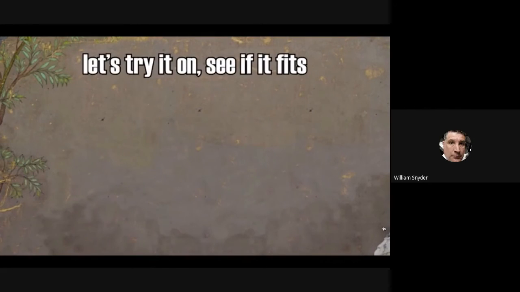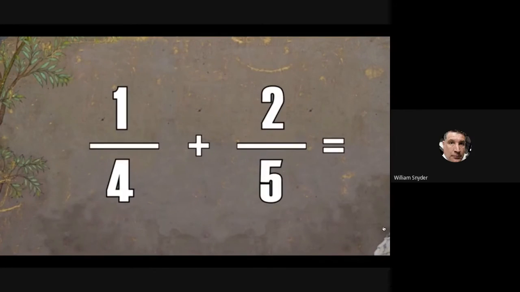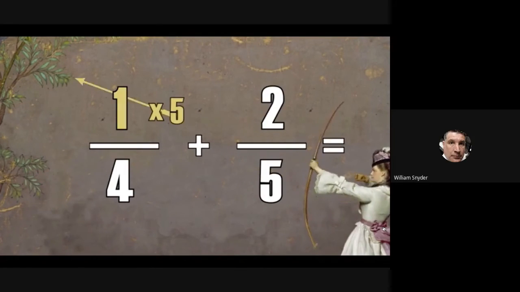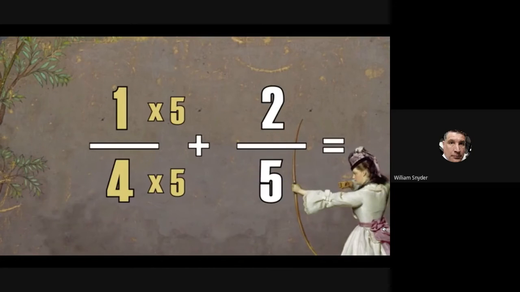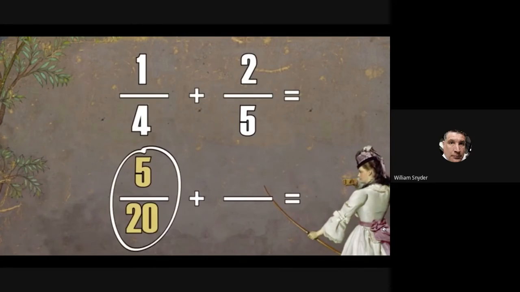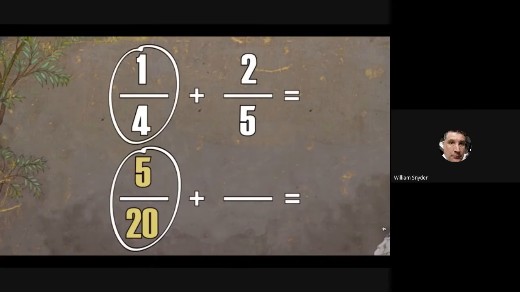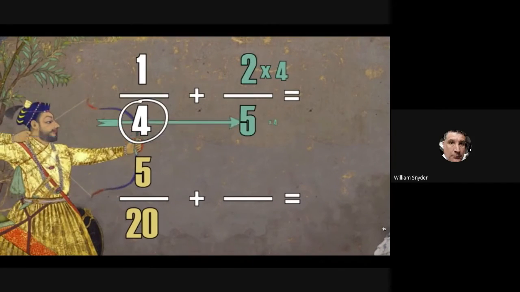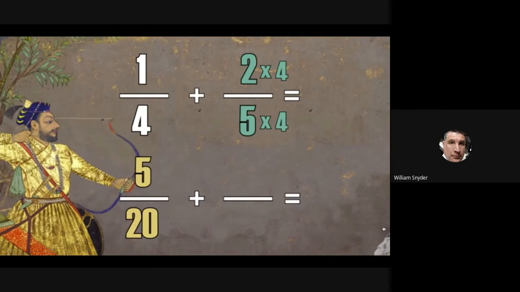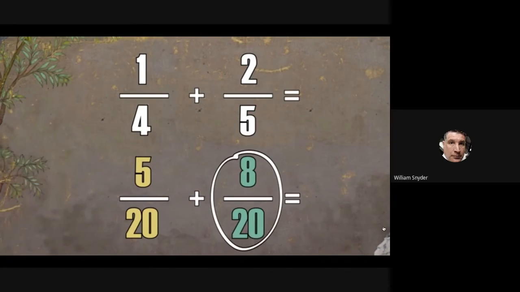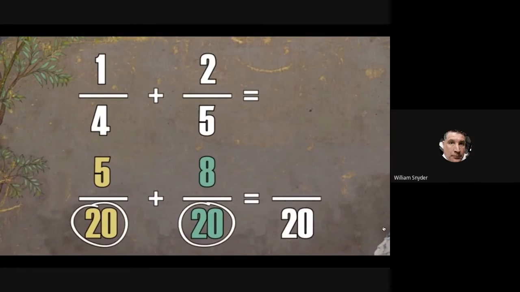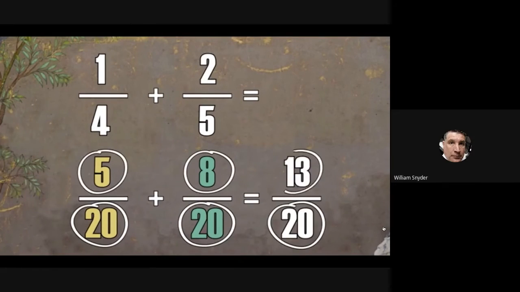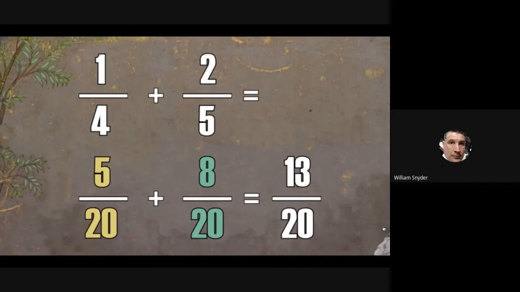Let's try it on, see if it fits. Let's add 1/4 and 2/5. First we take the 5 and multiply both the top and the bottom on the other side. We get 5 over 20, that's equal to 1/4. Then we take the 4 from before, multiply the other side. We get 8 over 20, that's still equal to 2/5. Now we keep the 20 the same, but we add 8 and 5. 13 over 20, yeah, that's the truth.